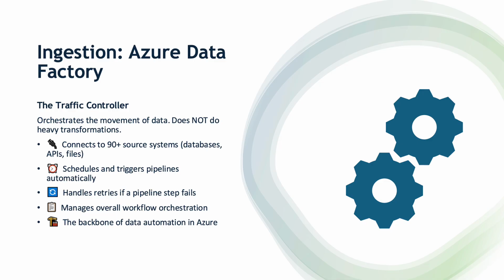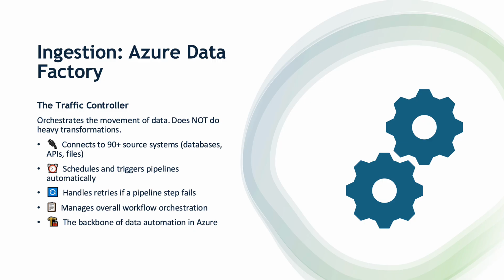In Azure, the main orchestration tool we use for ingestion is Azure Data Factory. Think of ADF as the traffic controller. It does not perform heavy transformation. Instead, it coordinates the movement of data. It connects to your source system, pulls data, schedules the pipeline, handles retries if something fails, and manages the overall workflow. It is the backbone of the automation.